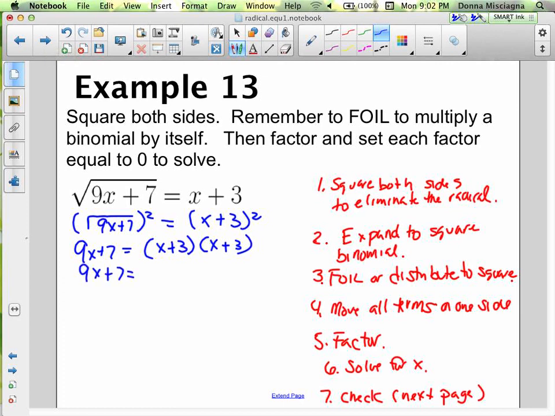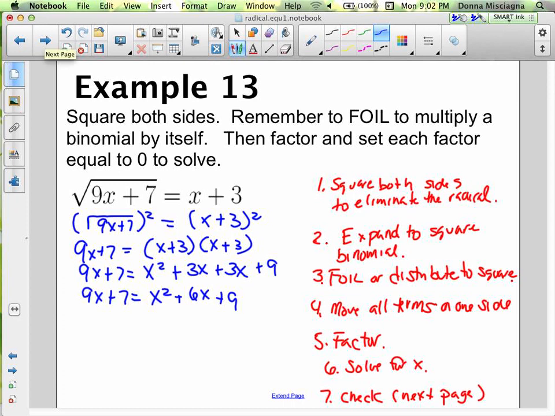All right, so now a FOIL. So first, x times x is going to give us x squared. The outer terms, x times 3, it's going to be 3x. The inner terms, 3 times x, it's going to be 3x. And then the last terms, plus 9. So notice we have 4 terms, 2 of which we can combine. So we have 9x plus 7 equals x squared plus 6x plus 9. Now we need to get everything over to one side.